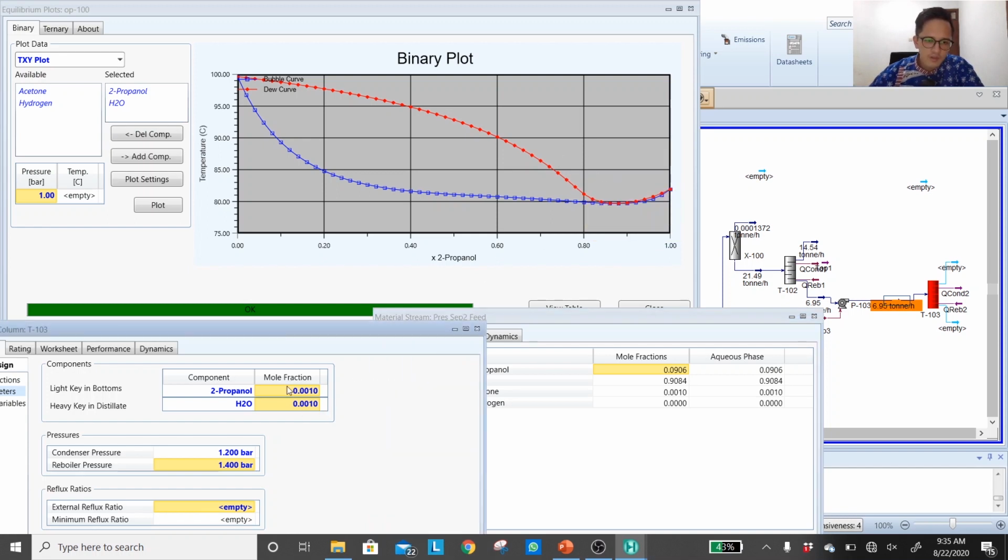So check and use this information for your shortcut column. Can I do it? Check your recent input. Is it possible to have 0.001 of water in the distillate, my pure propanol? Obviously this is wrong. There is no way I will get pure propanol with only 0.1% of water, because that will be in the right window. So that's where the problem is.